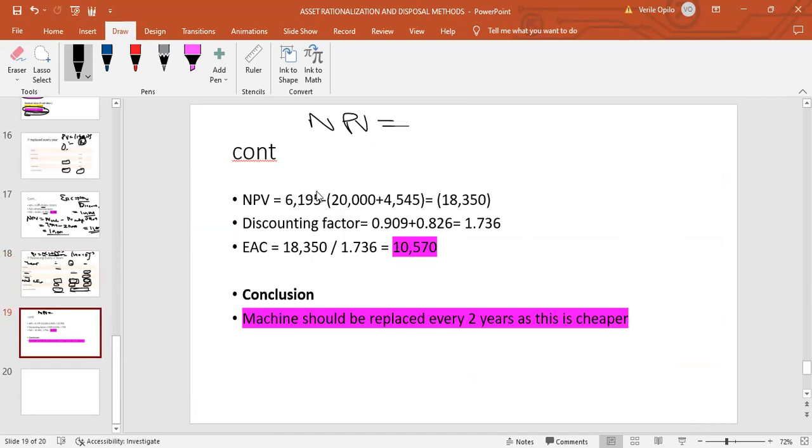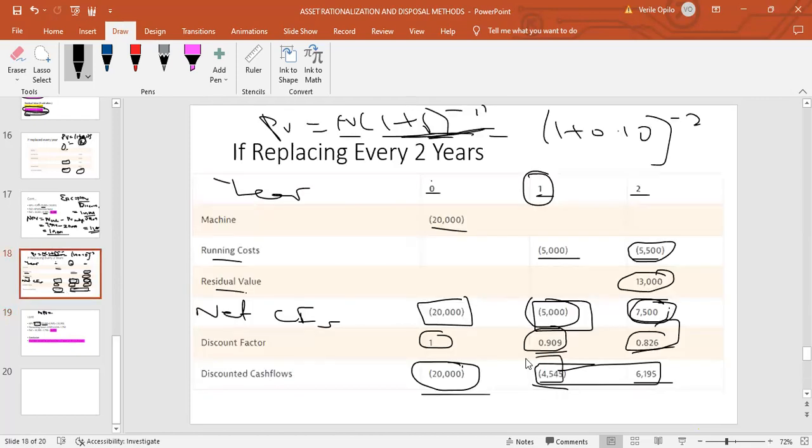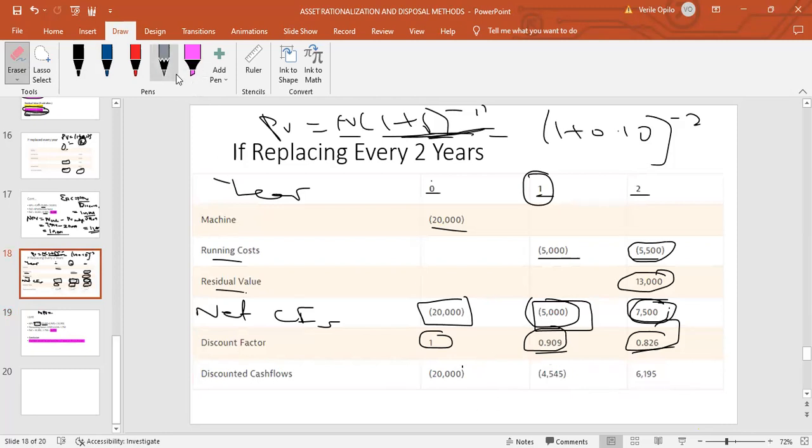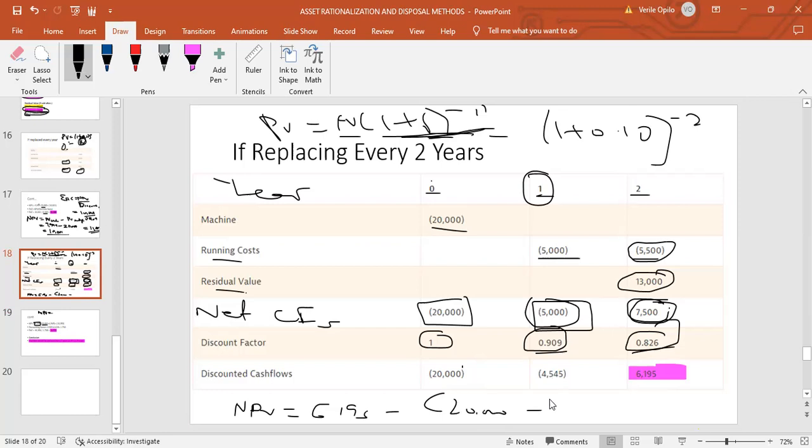And then from there on, we deduct what? We have the 61.95, and then minus the initial cost. Remember here we had the initial cost. This one is actually a negative. So yes, we have two negative values here because this one was an expense. The only positive value we have is this 61.95. So to get the NPV, it's the present value of cash inflows minus present value of cash outflows. So we have 61.95 minus 20,000, and then also there's this 45.45.